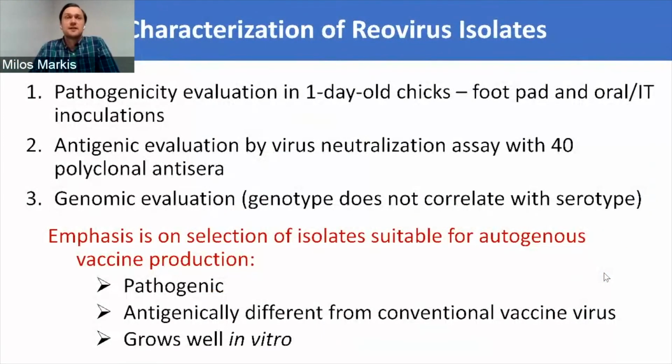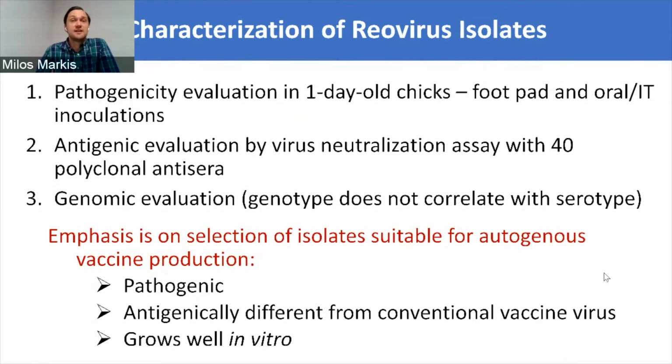Once we isolate reoviruses from the field samples, we characterize them in several ways. We evaluate pathogenicity by inoculating one-day-old chicks by the footpad and oral intratracheal routes. The footpads are then assessed for inflammation, which is indicative of reovirus being able to induce or cause viral arthritis, tenosynovitis. And then at necropsy, we weigh the birds to evaluate their body weight gains and also to evaluate systemic infection and invasiveness of the reovirus.